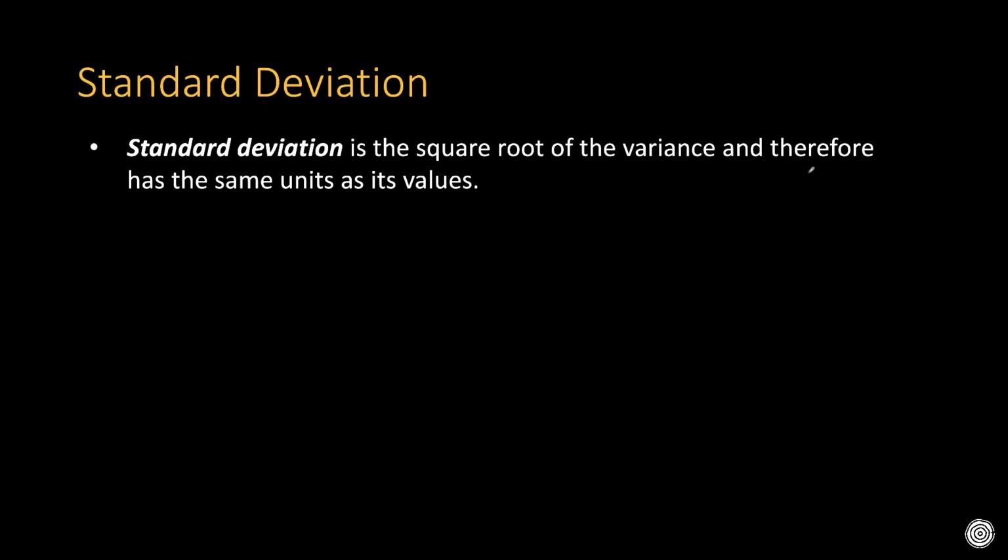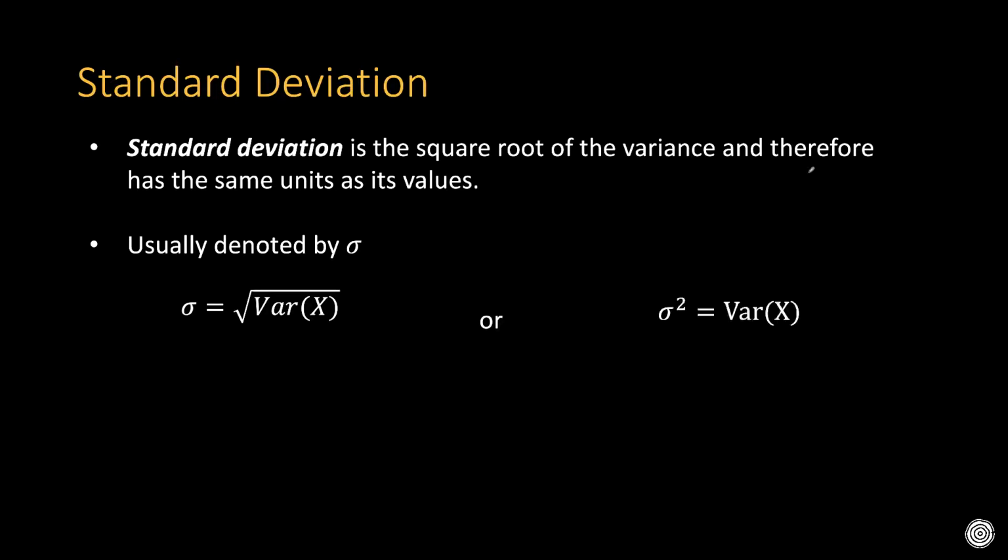Alright, so let's get on to standard deviation. Well, standard deviation is simply defined as the square root of the variance. It's usually denoted by sigma, so the standard deviation is equal to the square root of the variance, or you can write sigma squared is equal to variance of x. In some ways, the standard deviation is more tangible than variance, since it is the same unit as our values x. For example, if x is a random variable measuring lengths in meters, then the standard deviation is also in meters, while the variance would be in square meters.